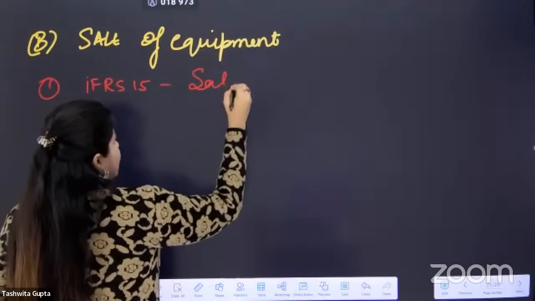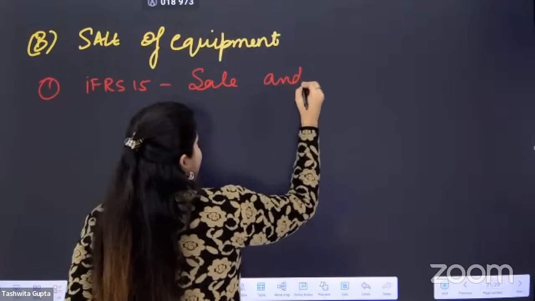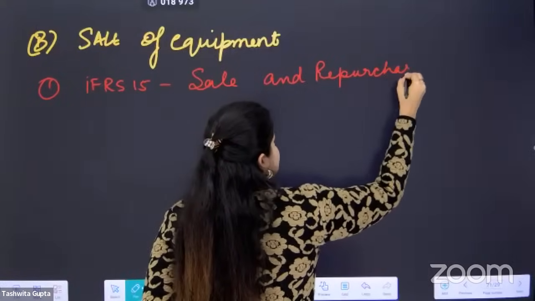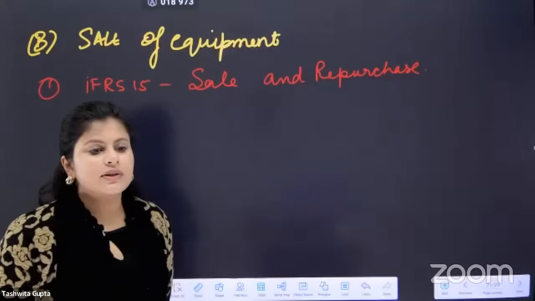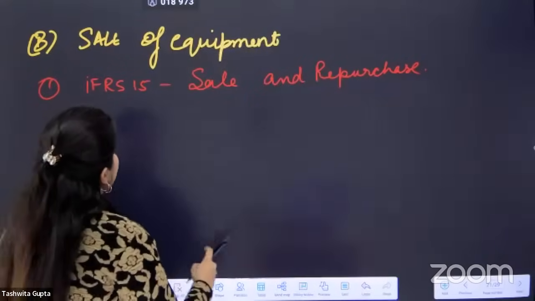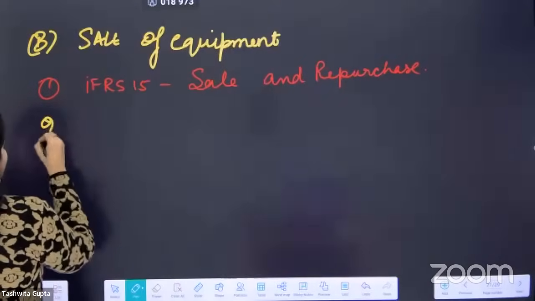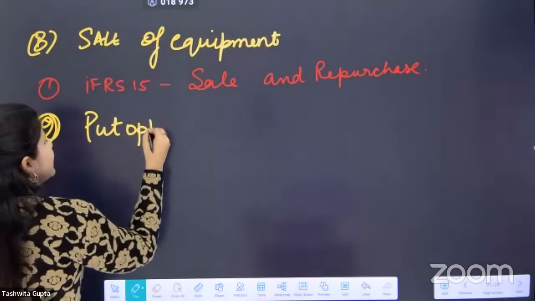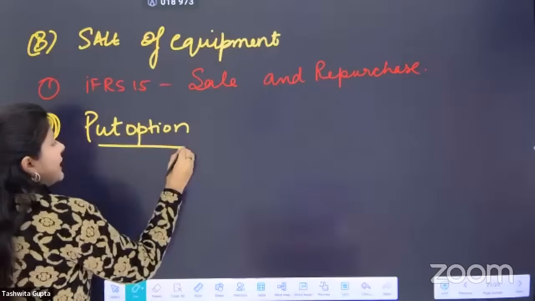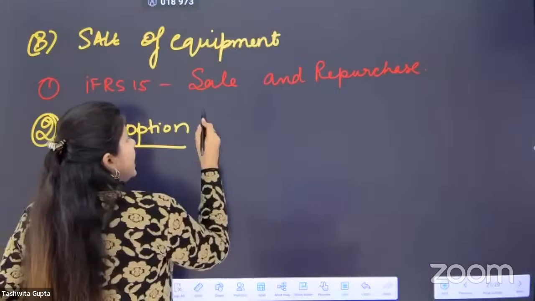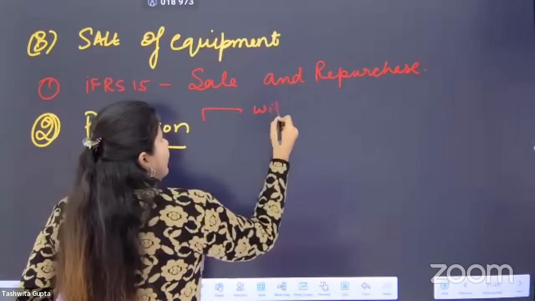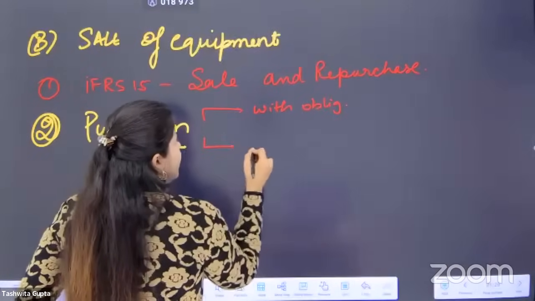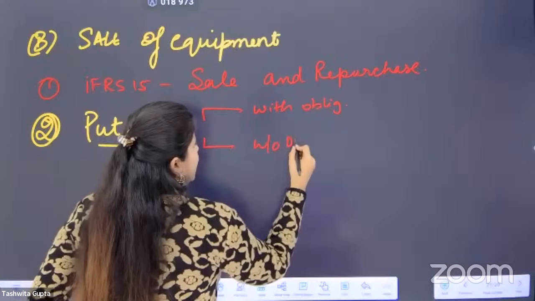sale and repurchase, where we might repurchase the asset back from the customer. In this particular case, we will say this is a put option. Now, it's not directly given to you. Is it a put option with obligation or without obligation? What is with obligation, without obligation? I hope you remember it from your concept.